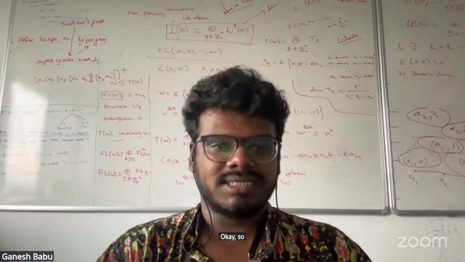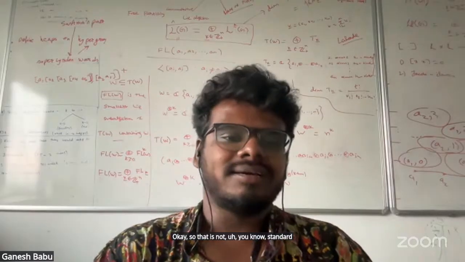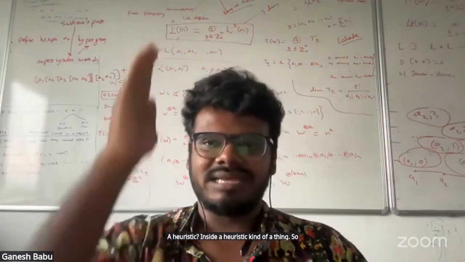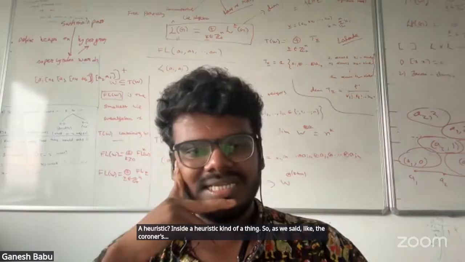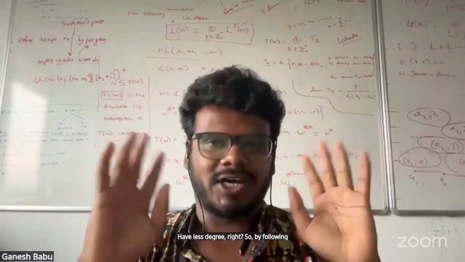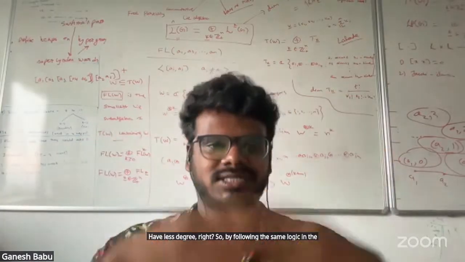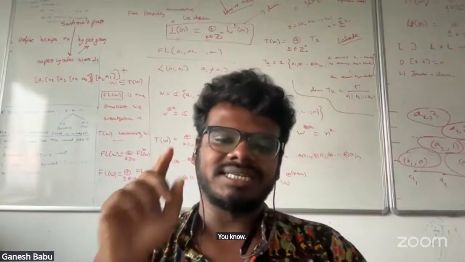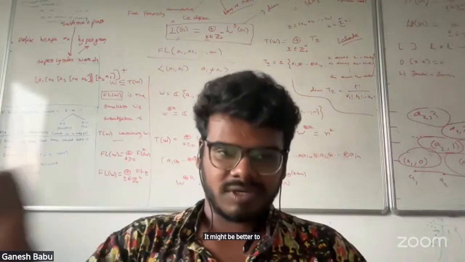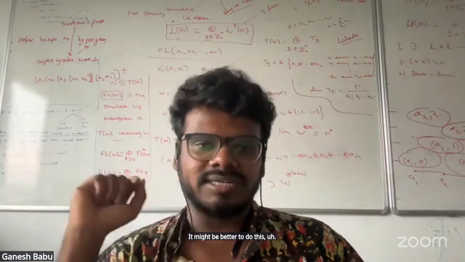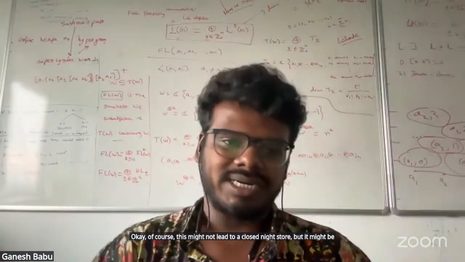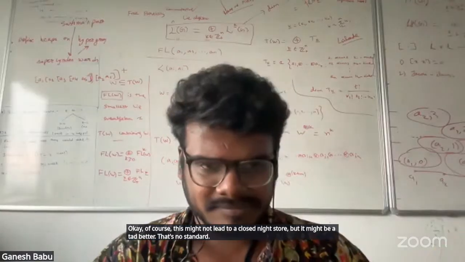Okay, so there is not a standard method or trick. Again, a heuristic inside a heuristic kind of a thing. As we said, the corners have less degree, right? So by following the same logic in the broader heuristic itself, if there's a tie between a corner square and a non-corner square, it might be better to pick the square in the corner. Of course, this might not lead to a closed knight's tour, but it might be a tad better. There's no standard method or anything.